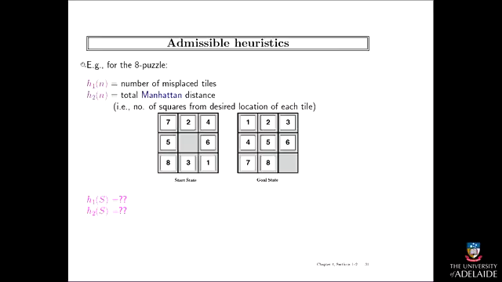Maybe a slightly better heuristic is the total Manhattan distance. So that's not just whether a tile is in the wrong place, it's how far we have to move the tile up or down, left, right. So the Manhattan distance of this square 6 to the top left square 7 is 1, 2, 3. So Manhattan distance is moving along north, south, east, west directions. Maybe we could call it Adelaide distance because Adelaide's on a grid like that as well.